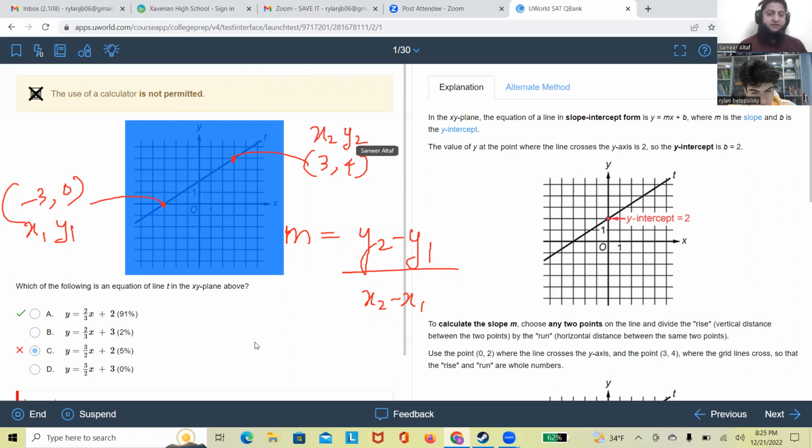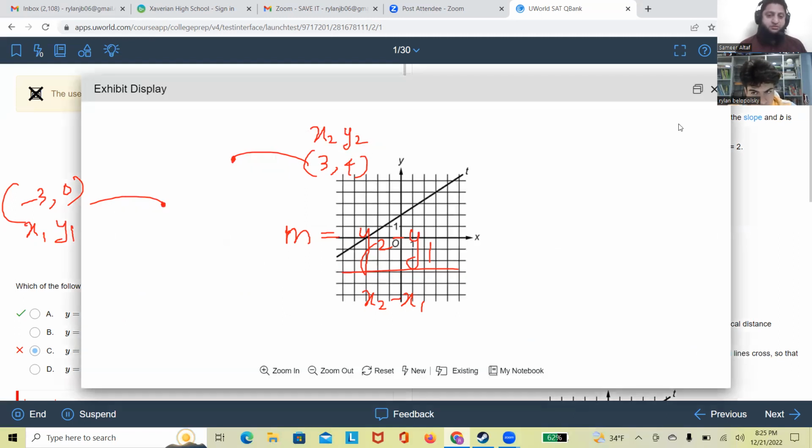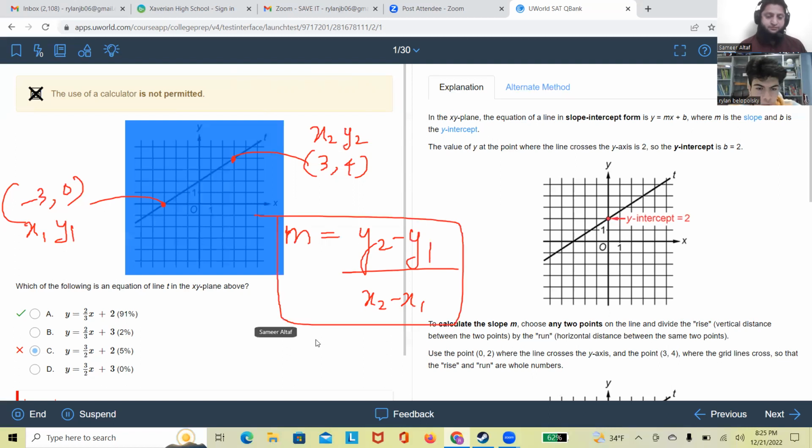Now, can you plug in the values of x, y2 and y1 in this equation? Wouldn't it be 4 minus 0 and then 3 minus negative 3? 3 minus negative 3, right? So 4 minus 0 is 4, divided by, how much is 3 minus negative 3? You're having 3 minus negative 3. Won't that be plus? So then 6. Right, 4 divided by 6.